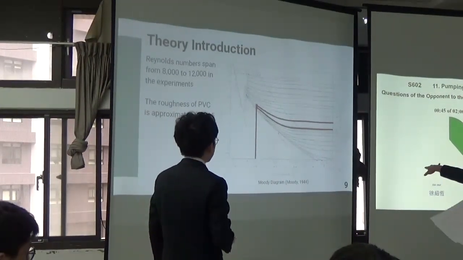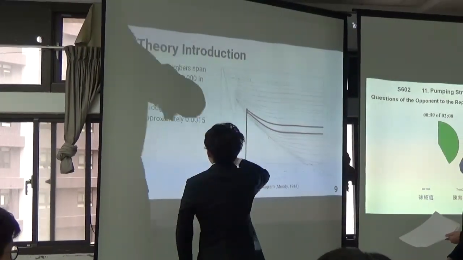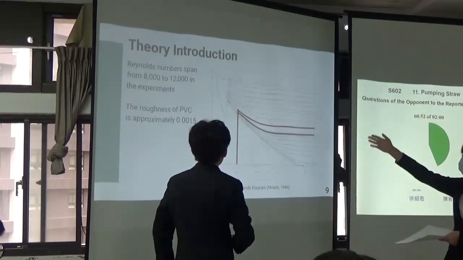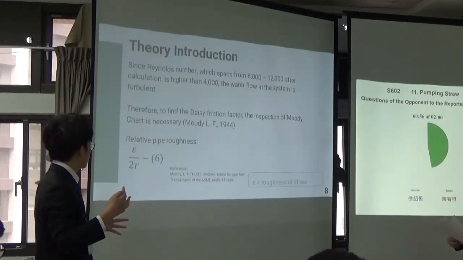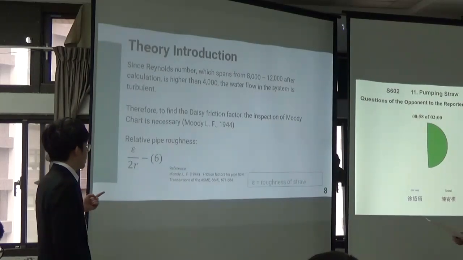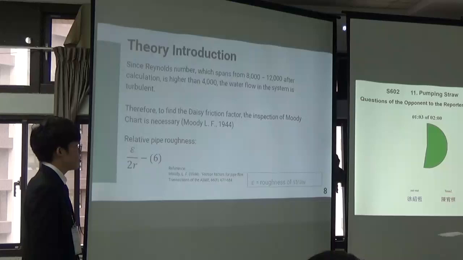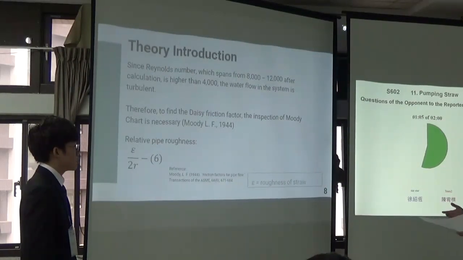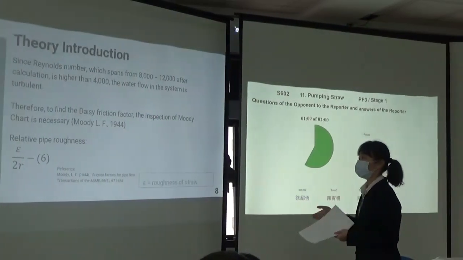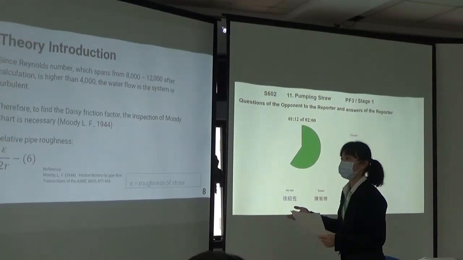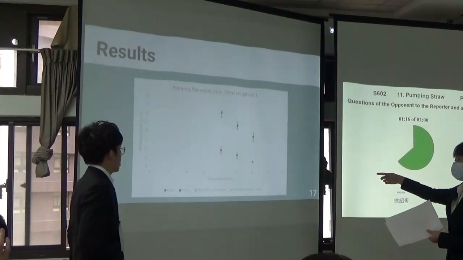And what does this one mean? This one? Yeah. The x-axis is the Reynolds number. Okay, and the y-axis, can we go back to the previous page, is the relative pipe roughness, or epsilon divided by the diameter. Okay. And can you tell me how many percent your error bar is in your data chart?